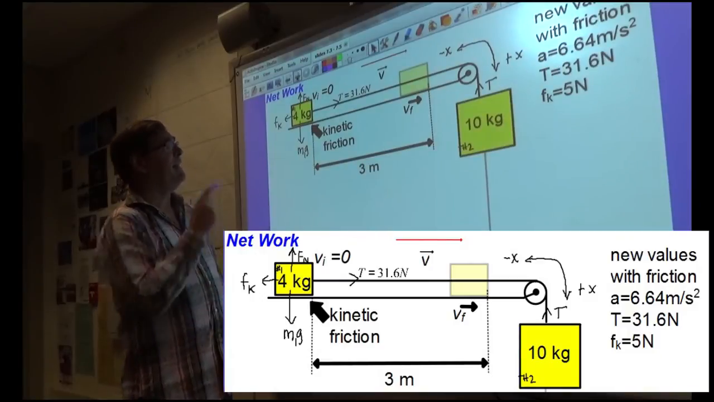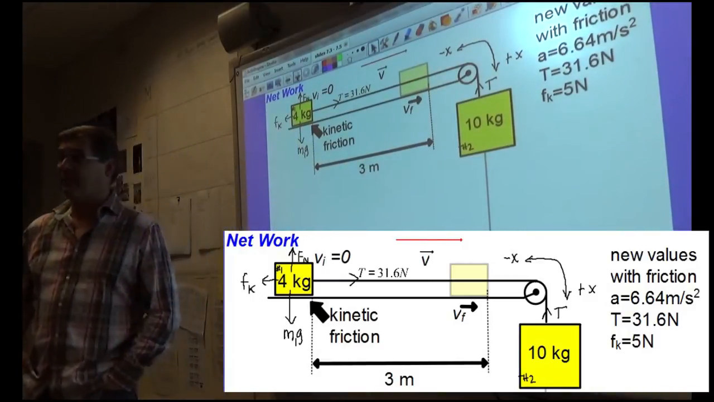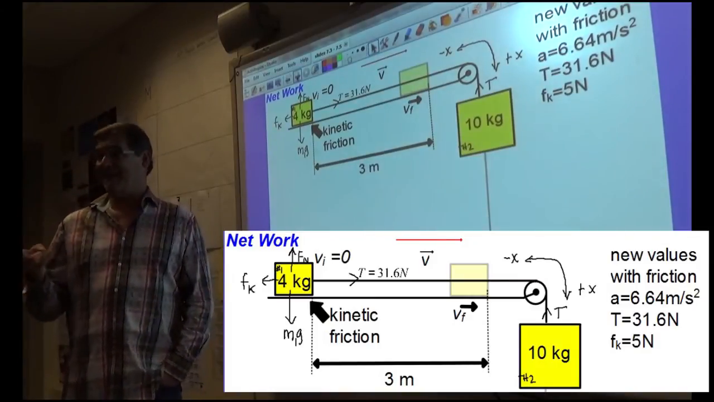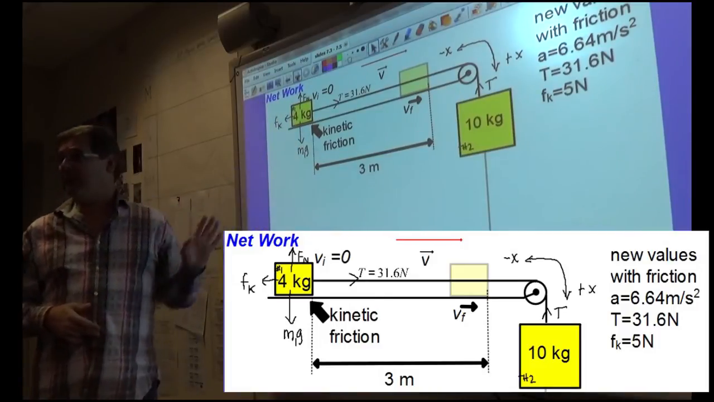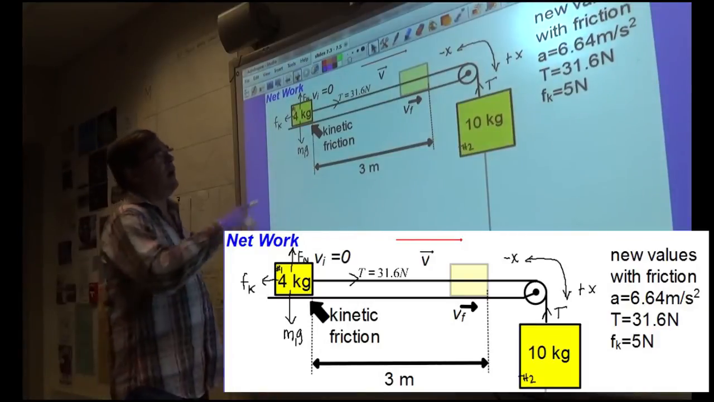Now, if I ask the question, how much work is done on that 4 kilogram block, now I've got 2 forces acting in the x direction. Remember, the weight and the normal force, they're perpendicular to the direction of motion. They do no work.